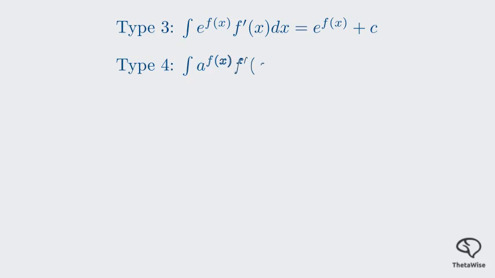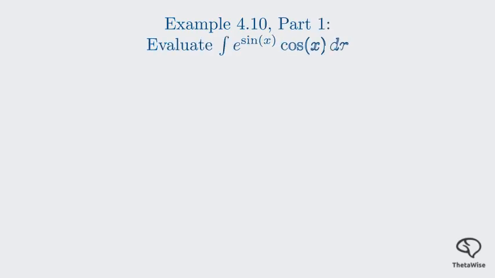These two types involve an exponential function, e to the power of a function f of x, or a constant a raised to the power of f of x. In both cases, the integral is straightforward if the derivative of the exponent, f prime of x, is also present. Let's work through an example of the exponential type. We need to evaluate the integral of e to the power of sin x times cos x dx.